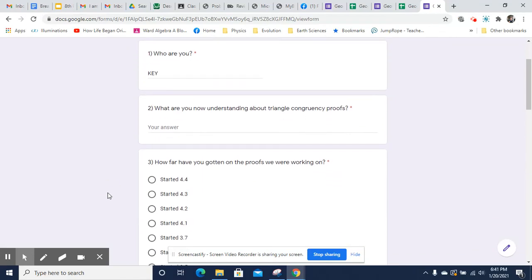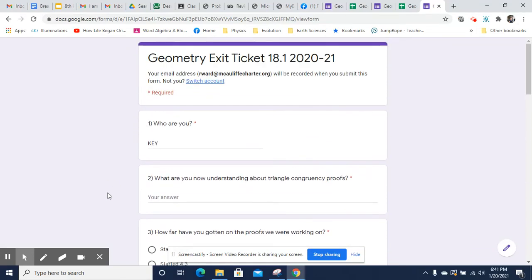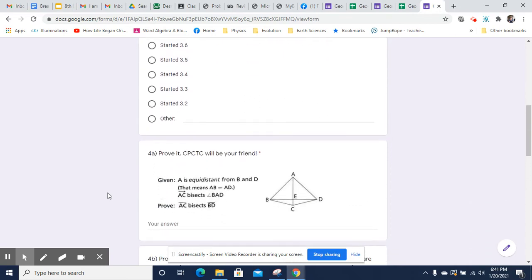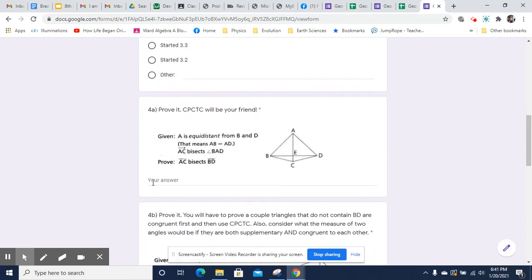I'm going to do a key for the exit ticket for today, 18.1, week 18, day 1. So let's start off with, after you've answered other questions, let's prove it. And I give you a hint that CPCTC will be your friend. Corresponding parts of congruent triangles will be your friend.